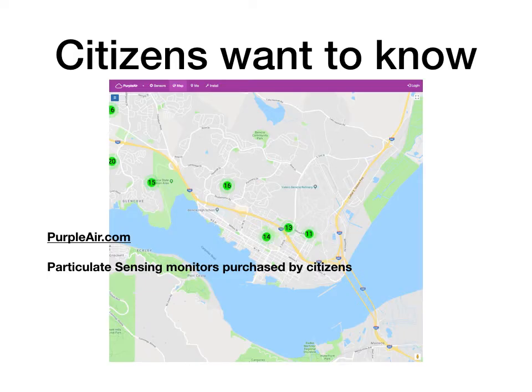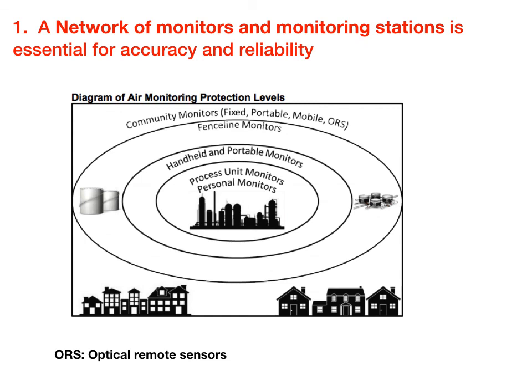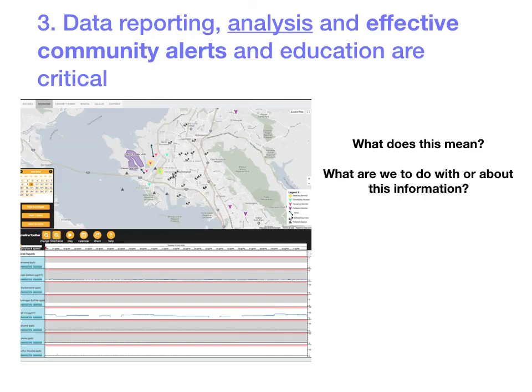Venetians want to know what's in the air. This map shows resident purchased particulate air monitors in Venetia. Community monitoring is essential for accuracy and for appropriate health responses. A network of monitors and monitoring stations is essential for accuracy and reliability. Expert advice is needed for selection and placement of monitors and monitoring. Data reporting, analysis, and effective community alerts and education are critical.